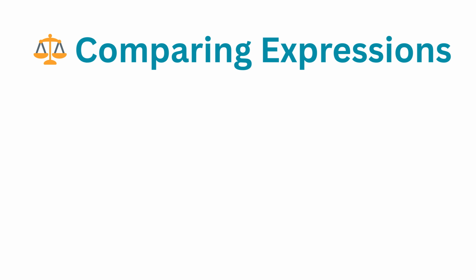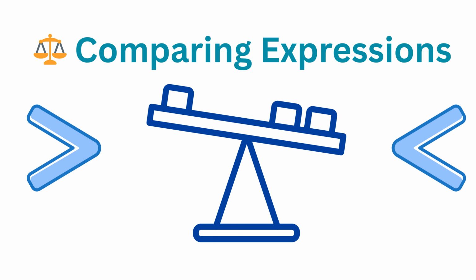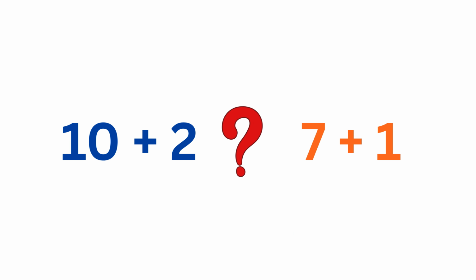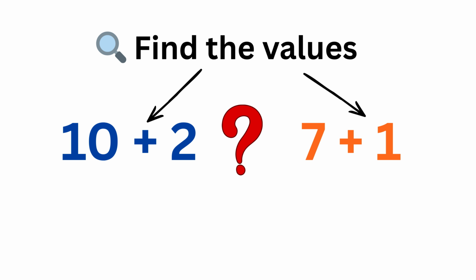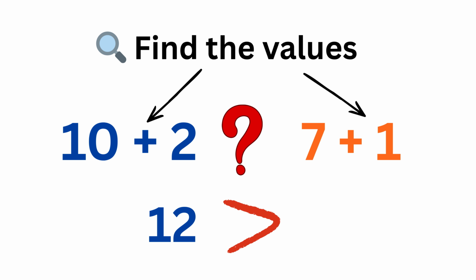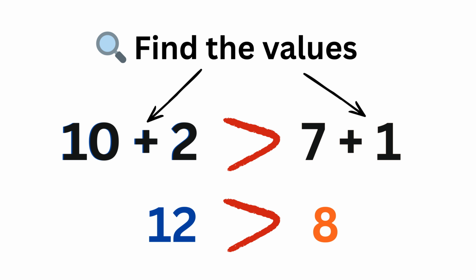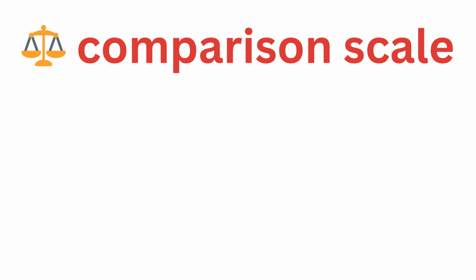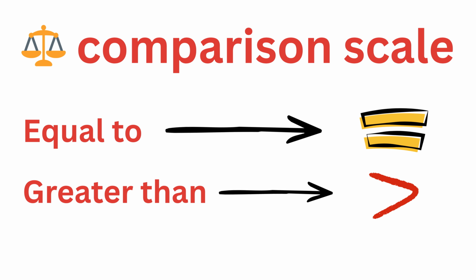Just like numbers, we can also compare expressions. Look at this. 10 plus 2 and 7 plus 1. First, we find their values. 10 plus 2 equals 12, 7 plus 1 equals 8. Since 12 is greater than 8, we write 10 plus 2 is greater than 7 plus 1. Expressions can be compared using equal to, greater than, and less than.